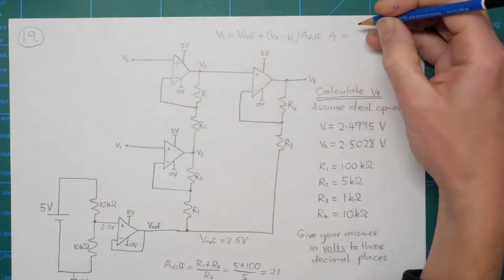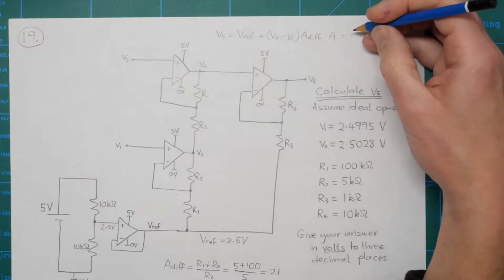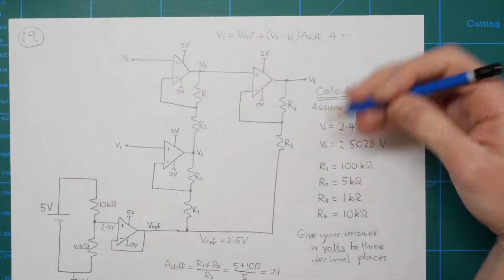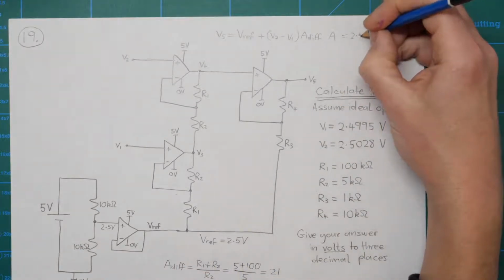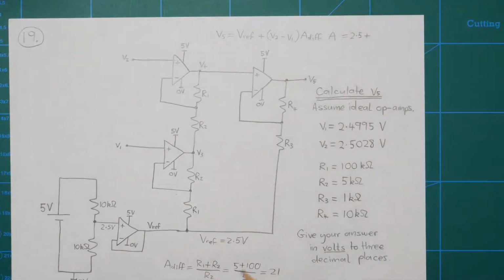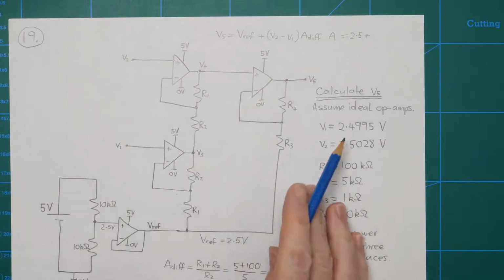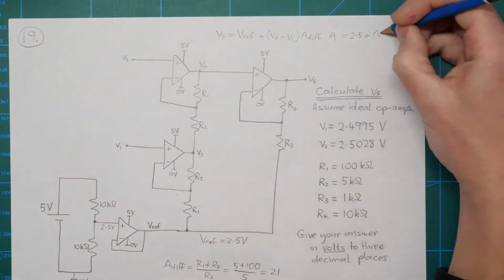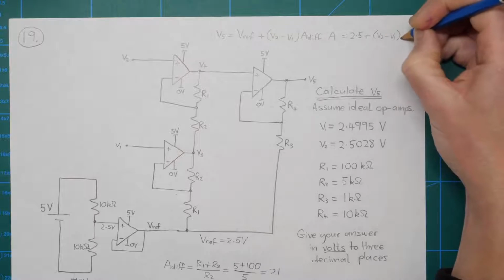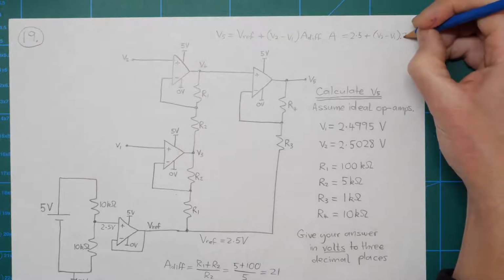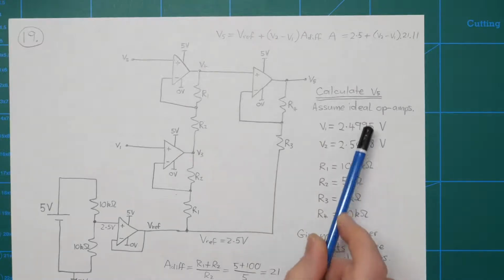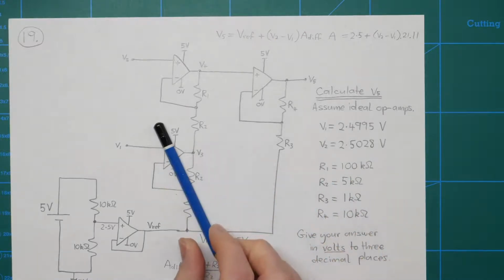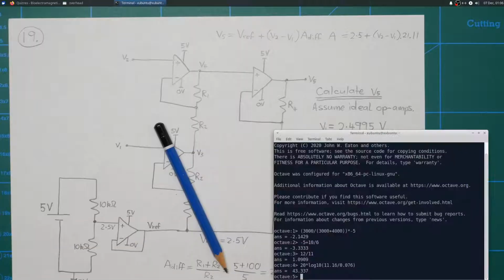So this is going to be equal to Vref, which is 2.5, as we calculated down here, plus V2 minus V1 multiplied by 21 multiplied by 11. Now I'm going to go to Octave to do this, just in case I make a mess of subtracting V1 from V2.